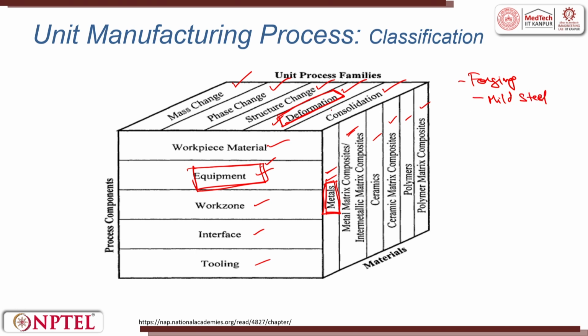Then when I am talking about deformation and metals deformation, out of the workpiece material work zone interface, what am I going to focus on? I am going to talk about the forging equipment. I will talk about the forging press. So this is how I am defining my goal or scope of the life cycle assessment.